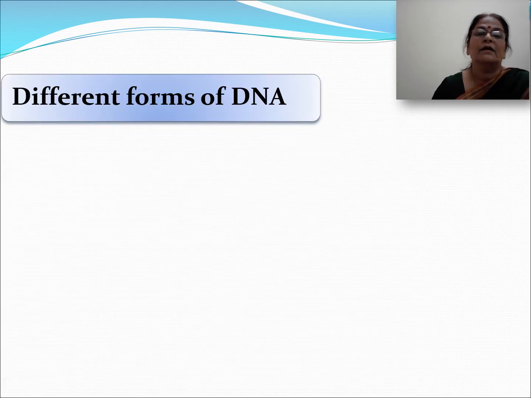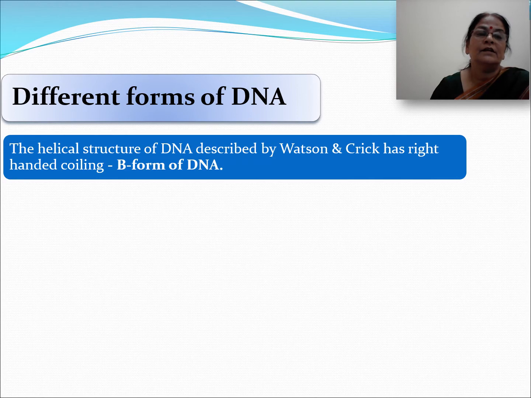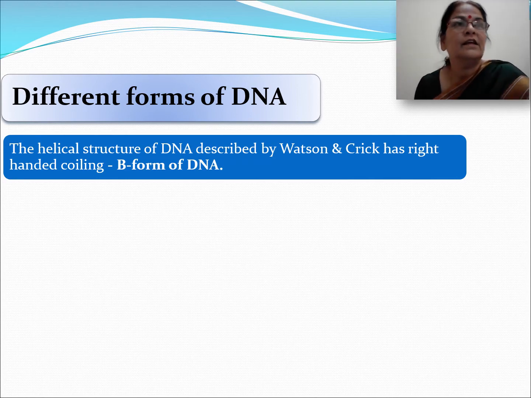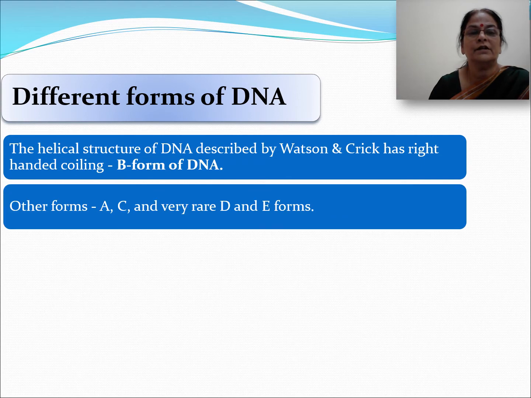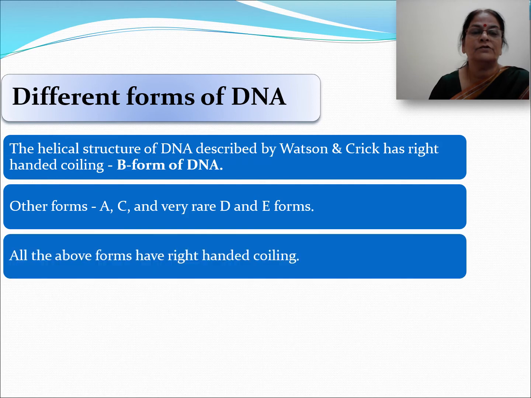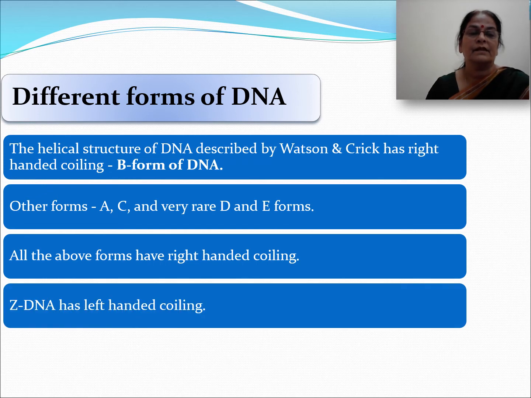DNA, B-DNA, C-DNA, even E-DNA come. The helical structure of DNA which was described by Watson and Crick was right-handed and is called the B form of DNA. Other forms are A, C, and the very rare D and E forms. These forms A, C, D, E are all right-handed. They show right-handed coiling. Z-DNA has left-handed coiling.